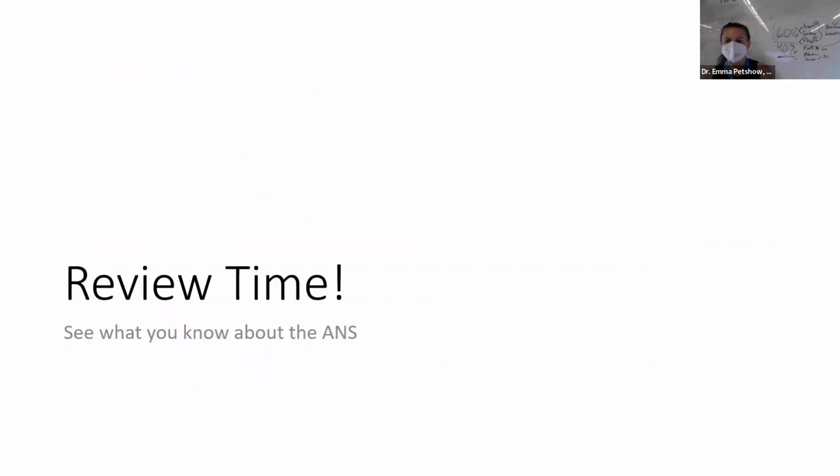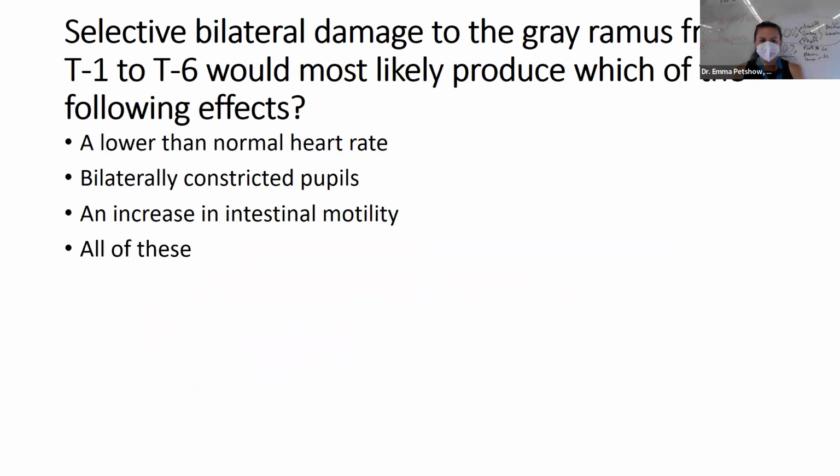All right, we're going to do a little review. Okay, so selective bilateral damage to the gray ramus from T1 through T6 would most likely produce which of the following effects? A lower than normal heart rate, bilaterally constricted pupils, an increase in intestinal motility, or all of the above. Again, think about what the gray ramus is. It's affecting T1 through T6, so what comes from there? And then what effect would you expect to have?